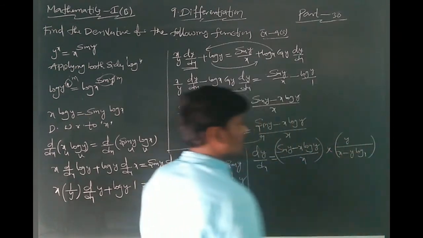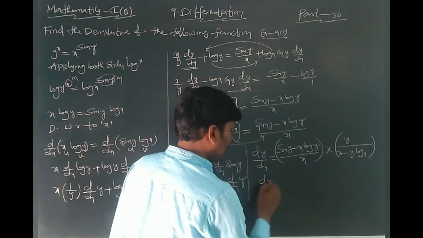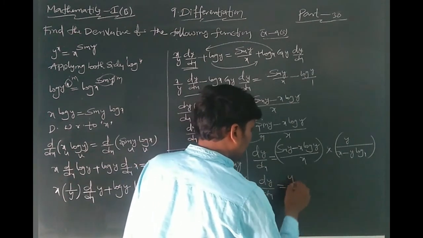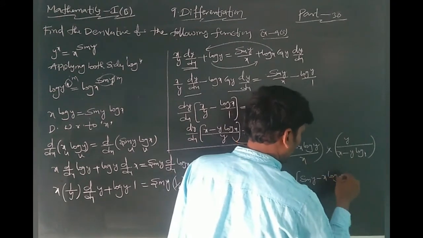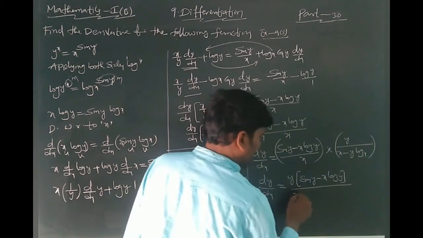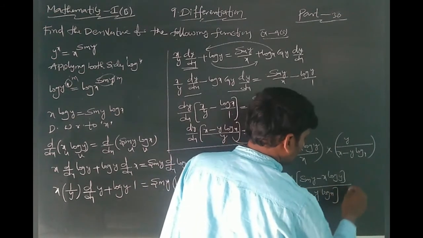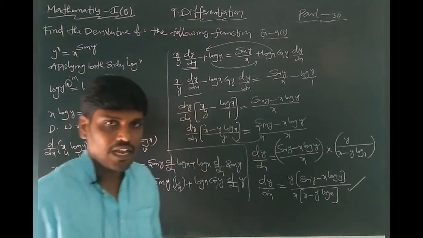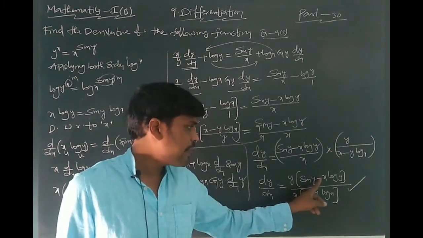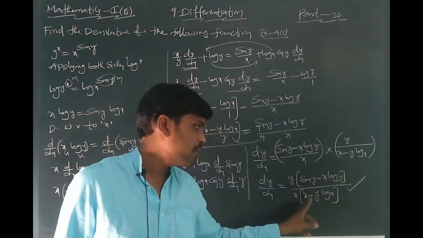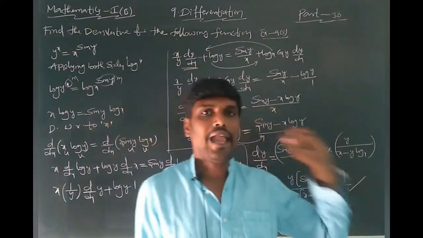After that you can write what? Here you can write dy by dx equal to y into (sin y minus x log y) whole by x into (x minus y log x). This is the dy by dx value. This we can also write as y by x into (sin y minus x log y) whole by (x minus y log x). This is very important.